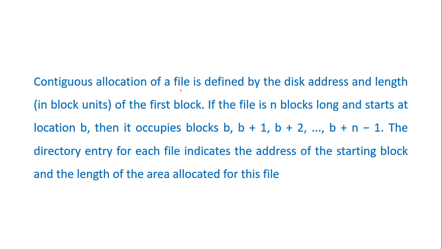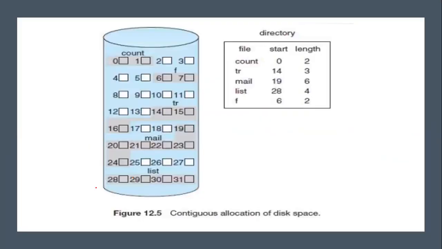Contiguous allocation of a file is defined by the disk address and length in block units. If the file is n blocks long and starts at location B, then it occupies the blocks B, B plus 1, B plus 2, and so on, up to B plus n minus 1. The directory entry for each file indicates the address of the starting block and the length of the area allocated for this file. This is the example for the contiguous allocation method.